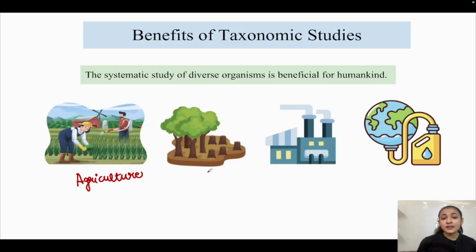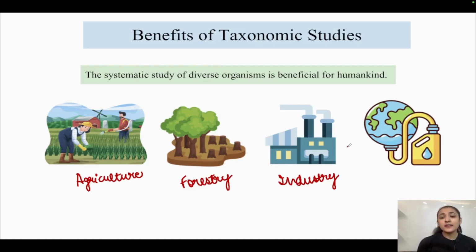It also helps them in forestry. For example, choosing those trees whose wood is more durable, has more strength. So that is how it is useful in forestry. If we talk about industries, the systematic study is also helpful there. For example, in the clothes industry, we use the fur of certain organisms, and we generate leather from the skin of certain organisms. So this is how in industries also the study of organisms is beneficial.